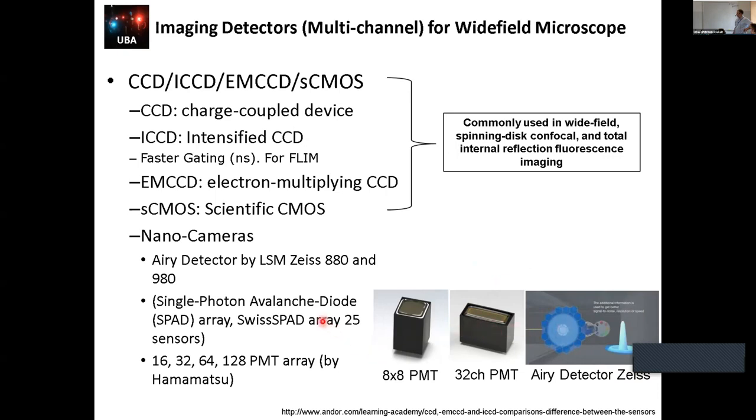And also there are avalanche photodiode arrays that are used for the same purpose. And on Wednesday, Giuseppe Vicidomini is going to talk about his application of the avalanche photodiode array for fluctuation and FLIM. And there are many different configurations, like square or linear PMTs that can be used for spectral imaging and many more.